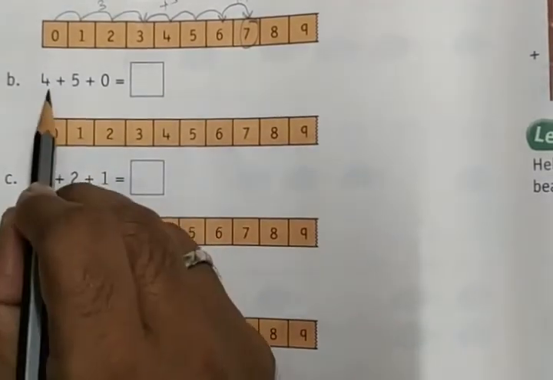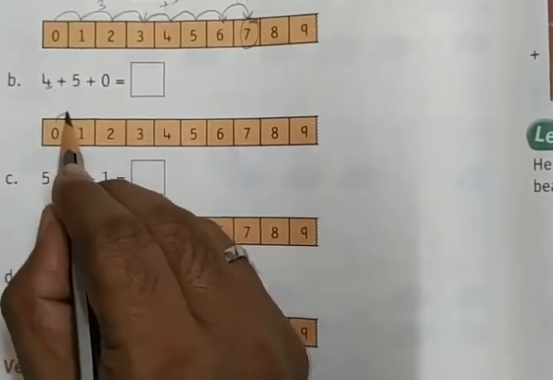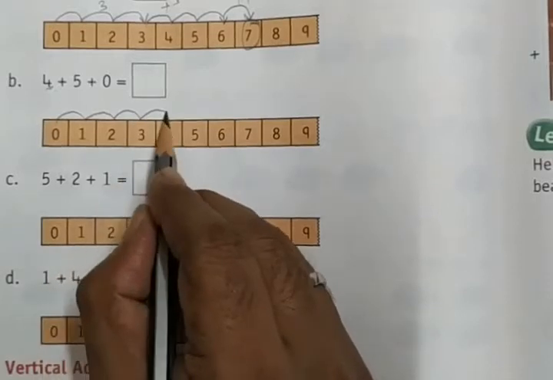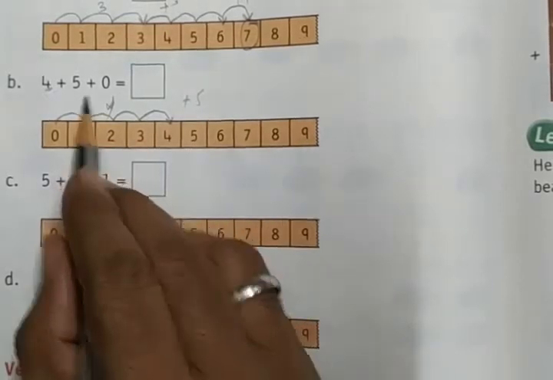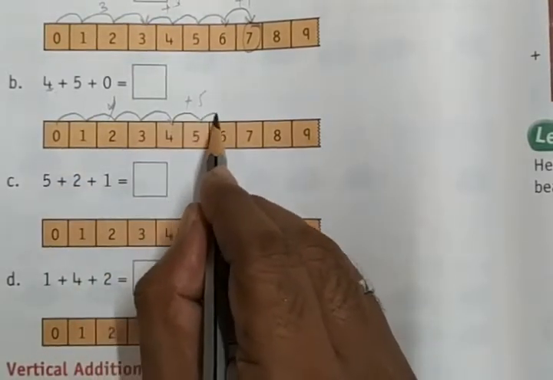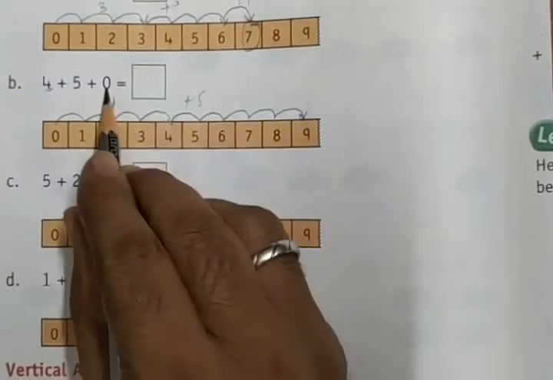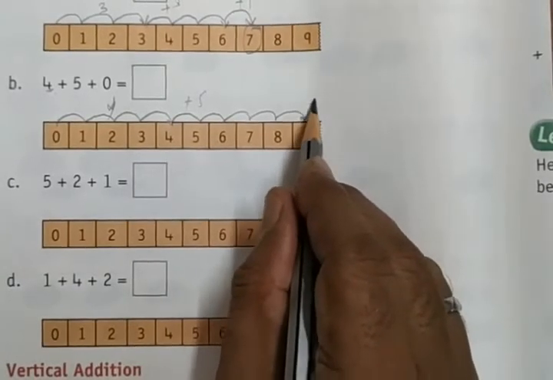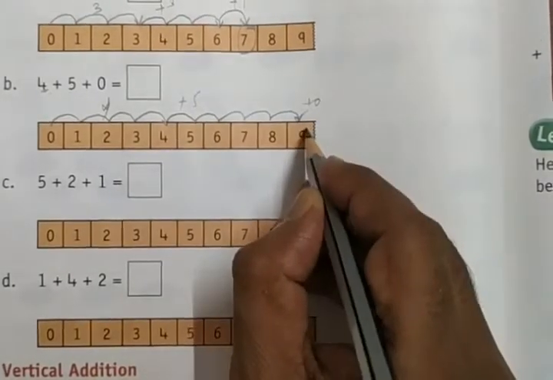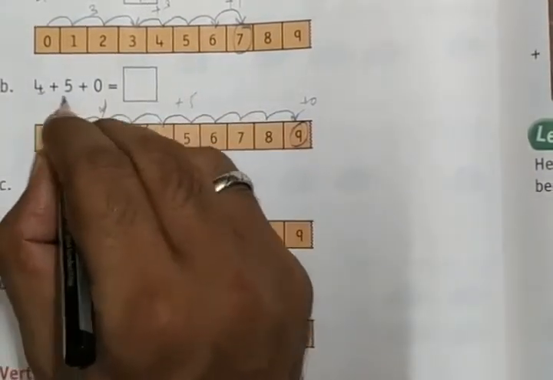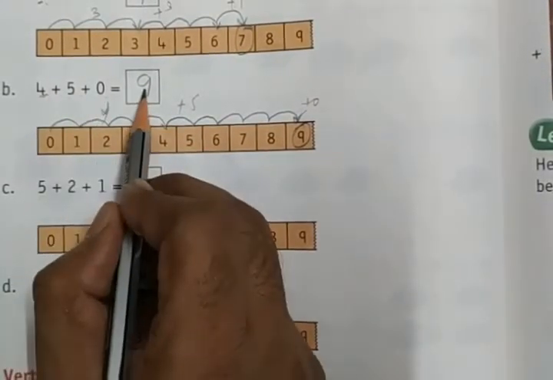Now let's move on to 5 plus 4 plus 0. Here first I need to take 4 steps. 1, 2, 3, 4. Now plus 5. I need to take 5 steps from 4. 1, 2, 3, 4, 5. Plus 0 means no steps. 0 means nothing. So where have we reached? We have reached 9. 4 plus 5 plus 0 is equal to 9. If you add 0 to 9, you will get the same number.